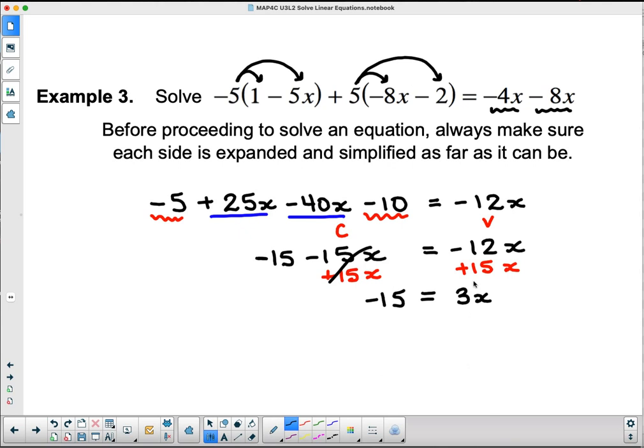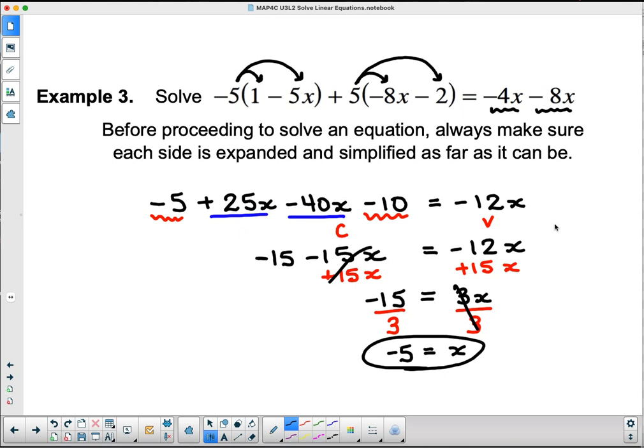Now, just because my variable's on this side, that shouldn't bother me. I still have to get x completely by itself. And what's stopping x from being completely by itself over here is the 3. 3 is multiplying x, so I need to divide. And whatever you do to one side, you have to do the same thing to the other, so I'm going to divide by 3 on this side as well. That's going to go away, and we have x completely by itself on this side of the equal sign, and negative 15 divided by 3 is going to give me negative 5. And there is my final answer, x equals negative 5.